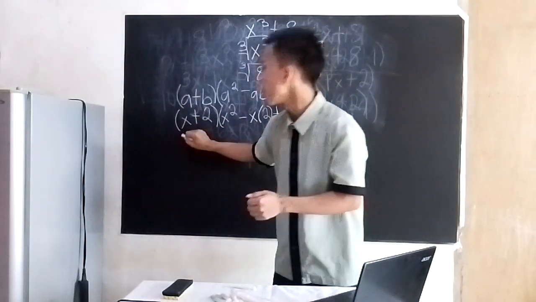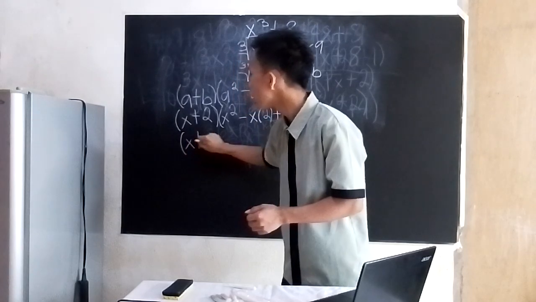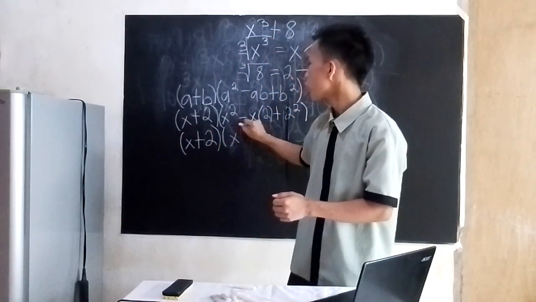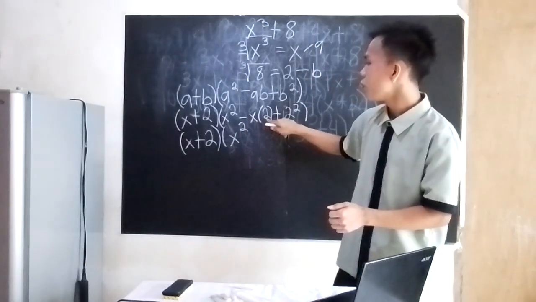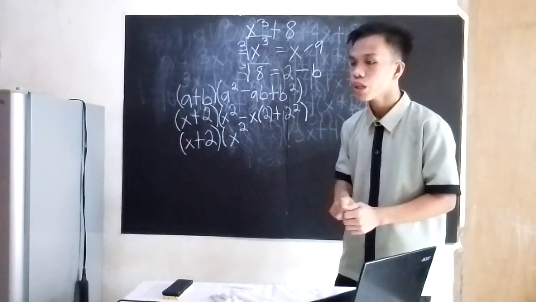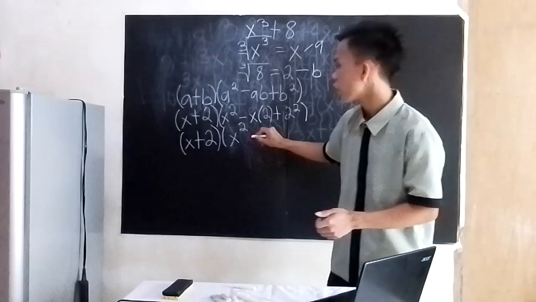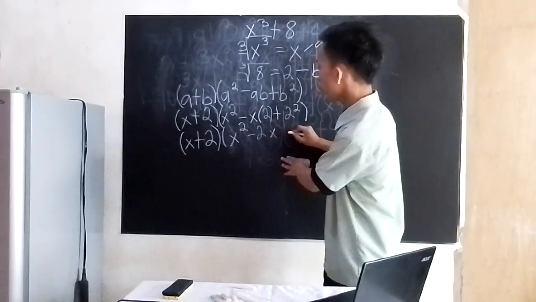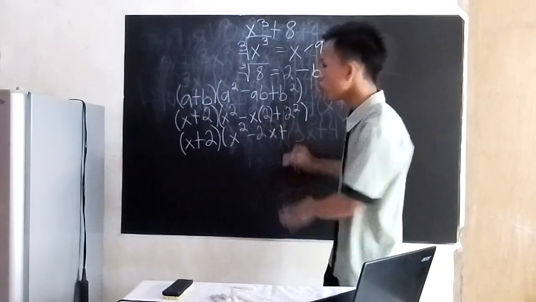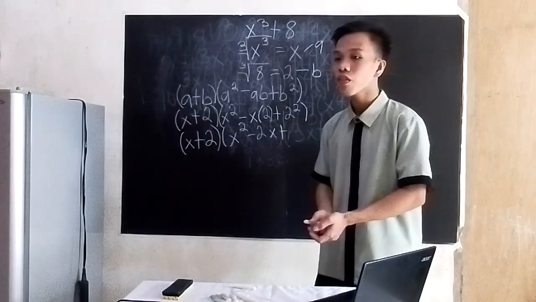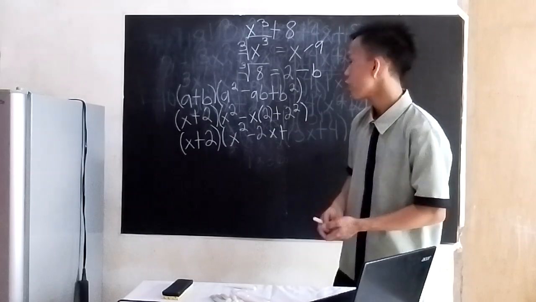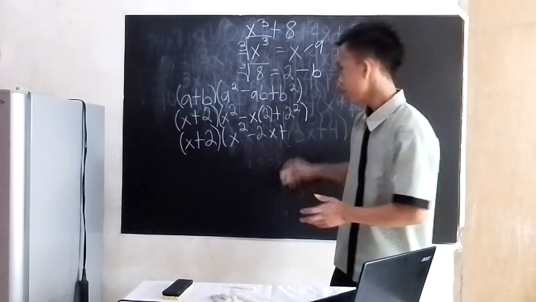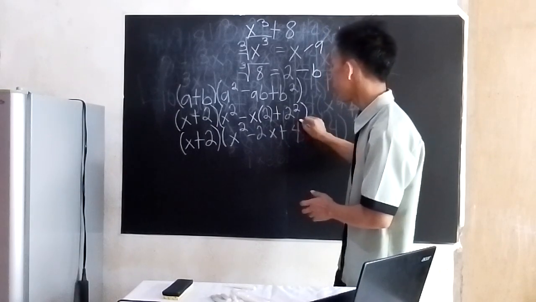So copy x plus 2, then simplify x squared. What is negative x multiplied by 2? That's right, so that would be minus 2x plus, what is 2 squared? So 2 multiplied to itself twice. So what is 2 times 2? That will be 4. That's right.